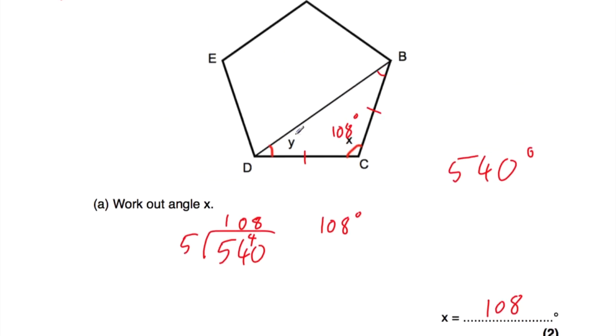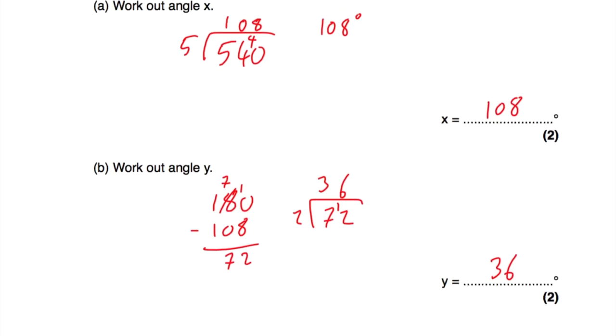And if we just go back up, that means that this angle would be 36 degrees, and this angle up here would be 36 degrees. And if we add together our 108, our 36, and our 36, that'd be 180. And that's it. So the size of angle X is 108 degrees, and the size of angle Y is 36 degrees. Okay, let's have a look at our next question.